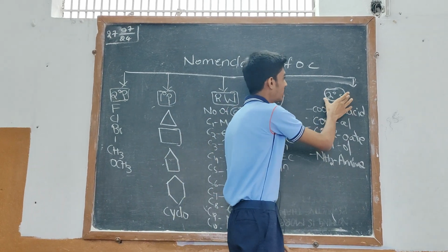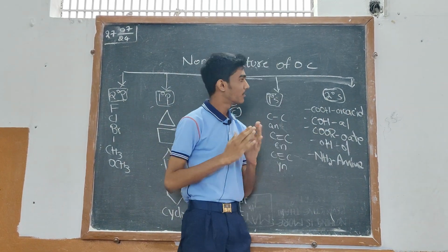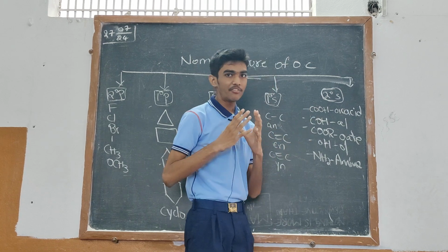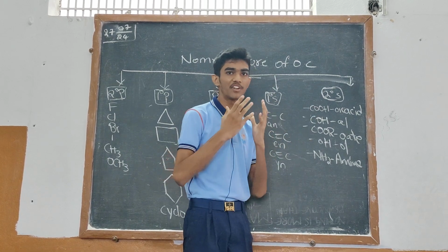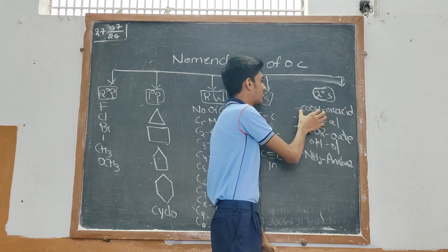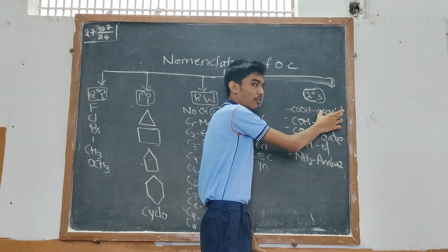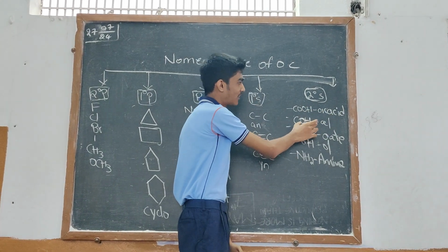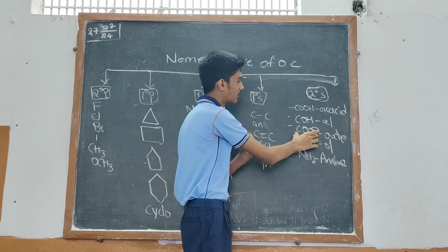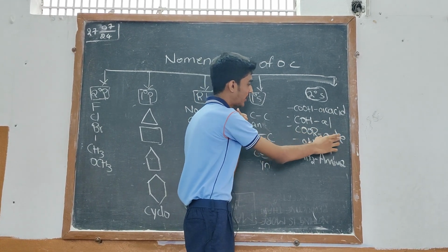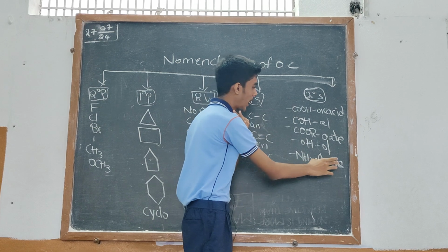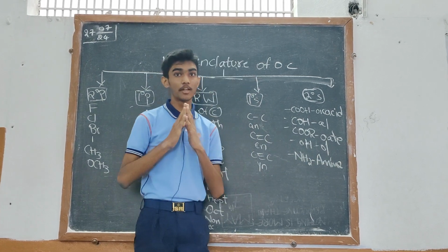And the secondary suffix tells about the main functional group. As we have different functional groups, we have different suffixes for them. If you take the topmost priority, carboxylic acid, we have "-oic acid". If you take aldehyde, we will use "-al", and if you take ester, we will use "-oate". OH, alcohol, "-ol", and NH2, amine. If there is no functional group, we will use "e".